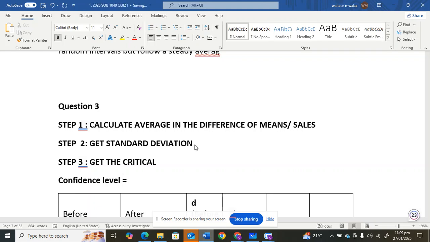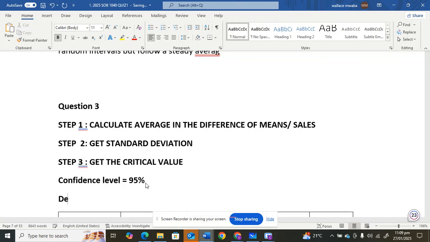So here it's 95%. For the critical value, first take note of the confidence level. Then next, you get your degree of freedom. Not to worry, colleagues, degree of freedom is just n minus 1, the number of things we're dealing with. In this case, our n is 7. 7 minus 1, our degree of freedom is 6.